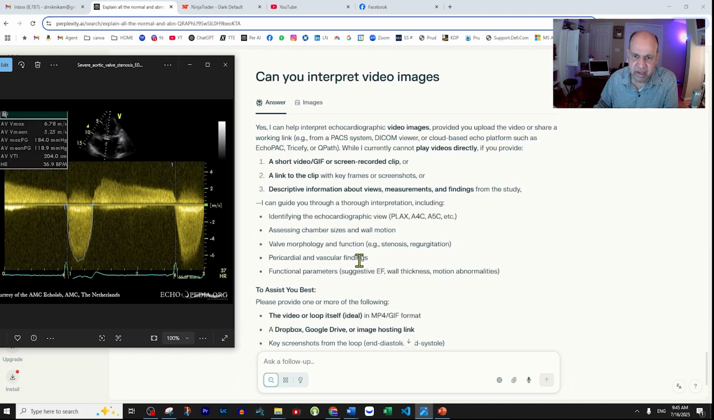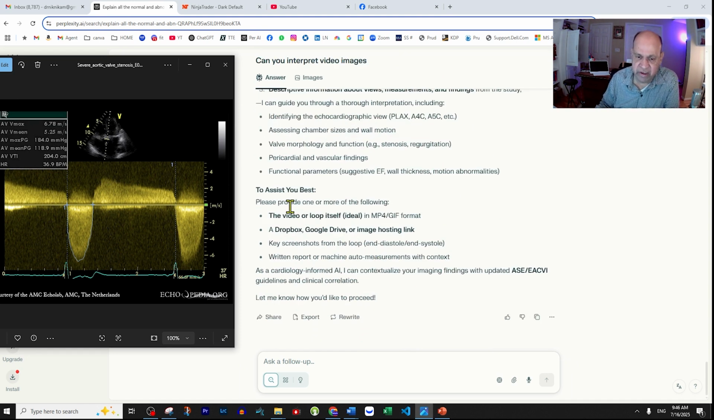Then I said, can you interpret a video image or a video loop? And it says, yes, I can interpret echocardiographic video images provided you upload the video or share a working link. That's pretty good. A short video or a GIF is fine, or give a link to that particular video clip. Then it can identify echocardiographic views, assess chamber sizes and wall motions, look at valve morphology, stenosis, calcification, fibrosis, restriction of movements, pericardial and vascular structures. So it can, in fact, assess a video loop.